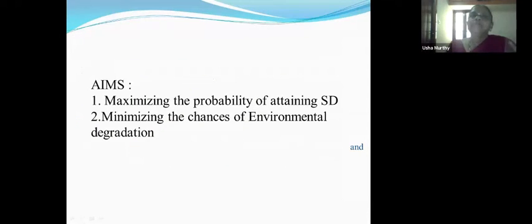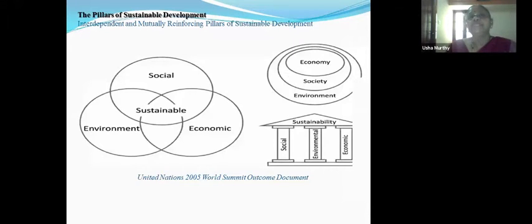So what are the aims of environmental sustainable development? Basically, it is maximizing the probability of attaining sustainable development, and minimizing the chances of environmental degradation. That is going to restrict the usage of the natural resources. So these are the basic aims of environmental sustainable development.